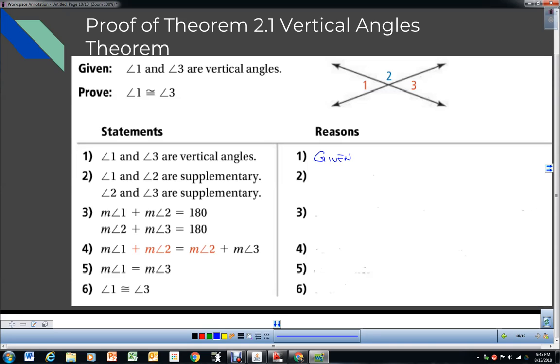They told us. 1 and 2 are supplementary angles, and 2 and 3 are supplementary angles. This is where we're going to go back to a definition. Angles that form a linear pair are supplementary.